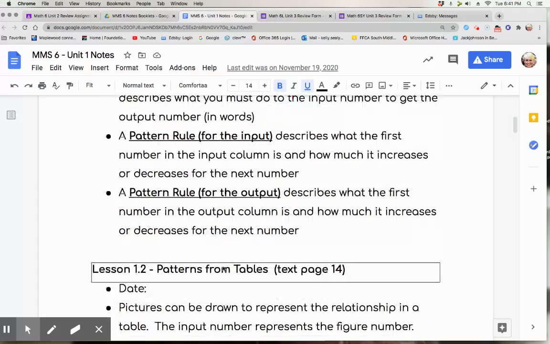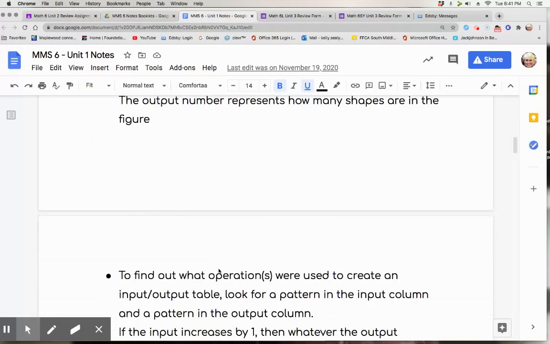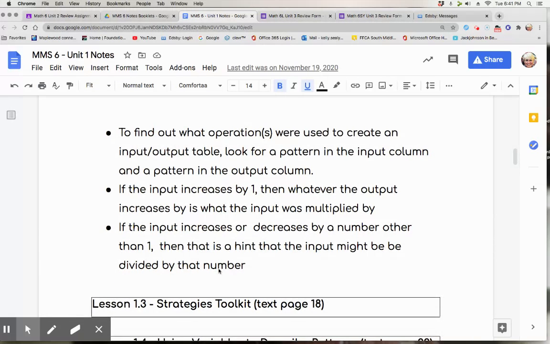Moving on to lesson number 2, we started doing patterns from tables. It says pictures can be drawn to represent the relationship in a table. The input number represents the figure number. The output number represents how many shapes are in the figure.